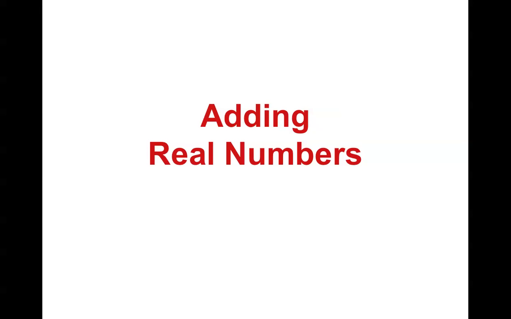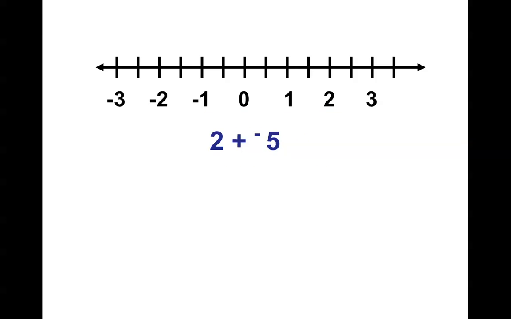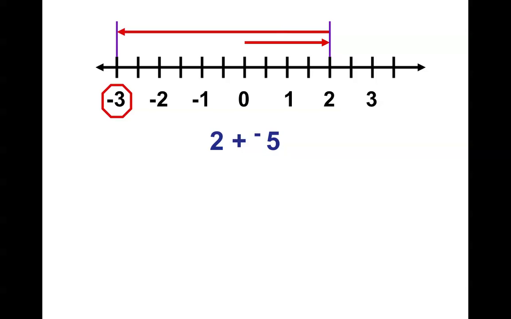In this section we're going to be adding real numbers. So let's see what that looks like. In the last chapter we had a problem like this where we had 2 plus negative 5. What that means is that since we always start at 0, we went 2 to the right because positive numbers go to the right, and then we went 5 to the left because negative numbers go to the left. And that's how we ended up here at negative 3.